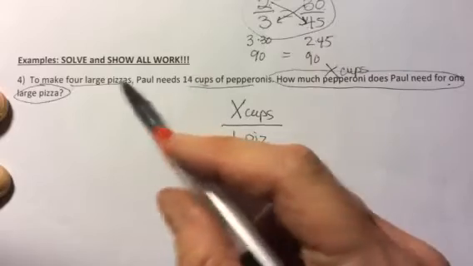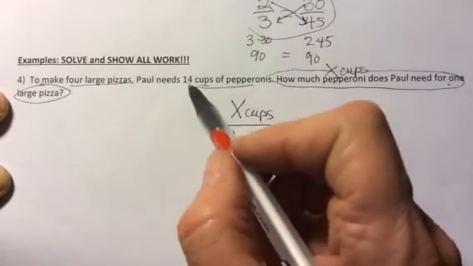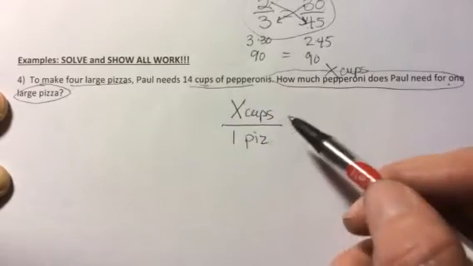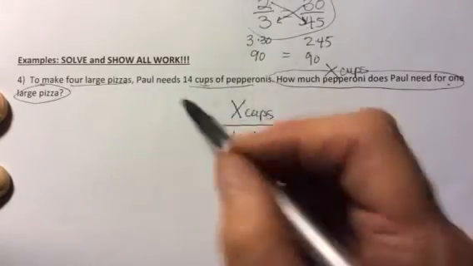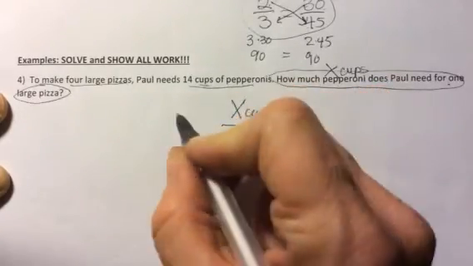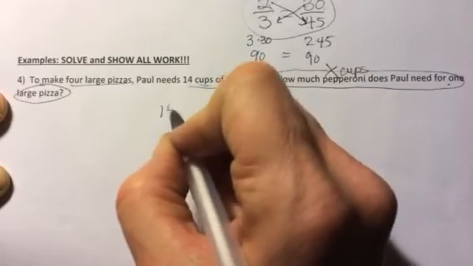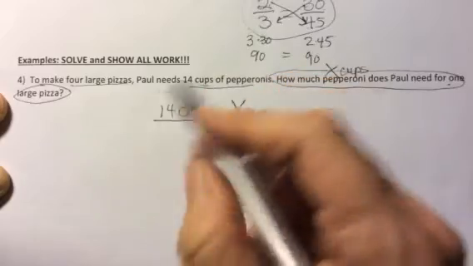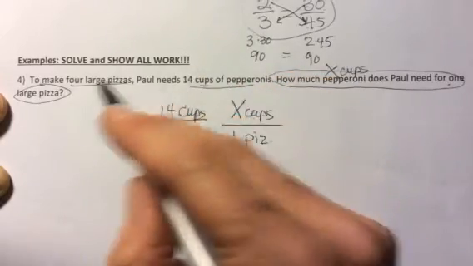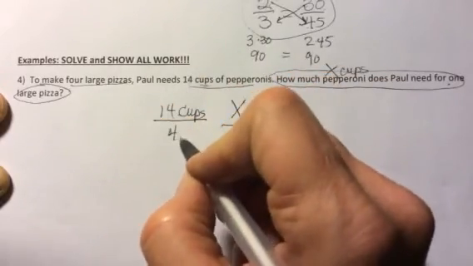And we know that the ratio that we have, we just want to cut the recipe to only have 1 pizza, but the recipe we have calls for 14 cups, so we're going to put 14 cups across from X cups. And we have 14 cups for 4 pizzas, so we'll put 4 pizzas.